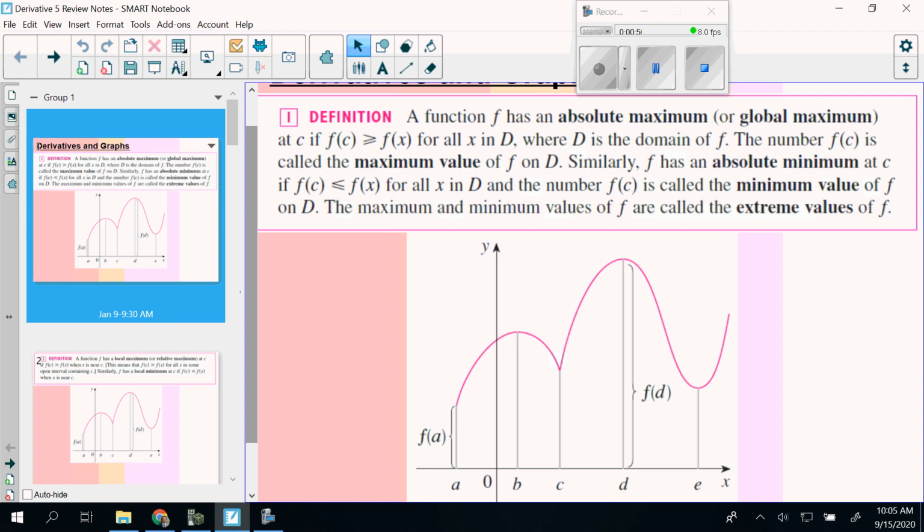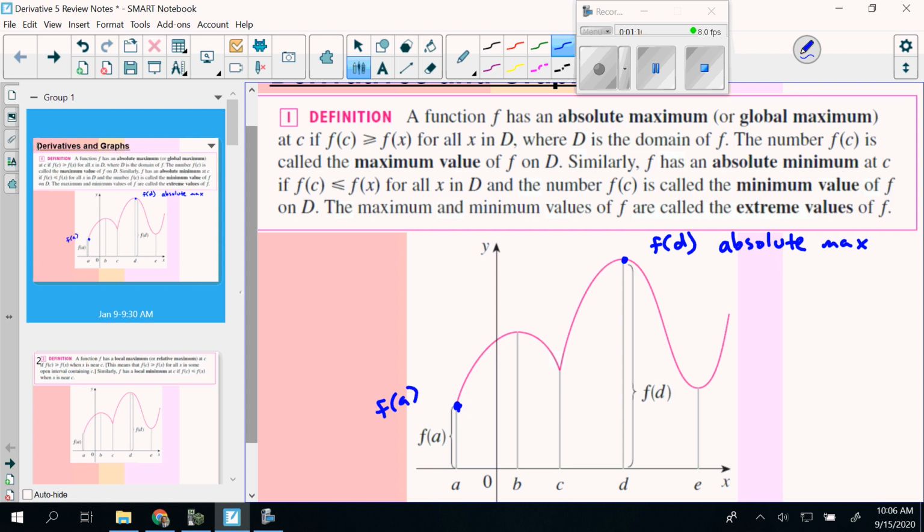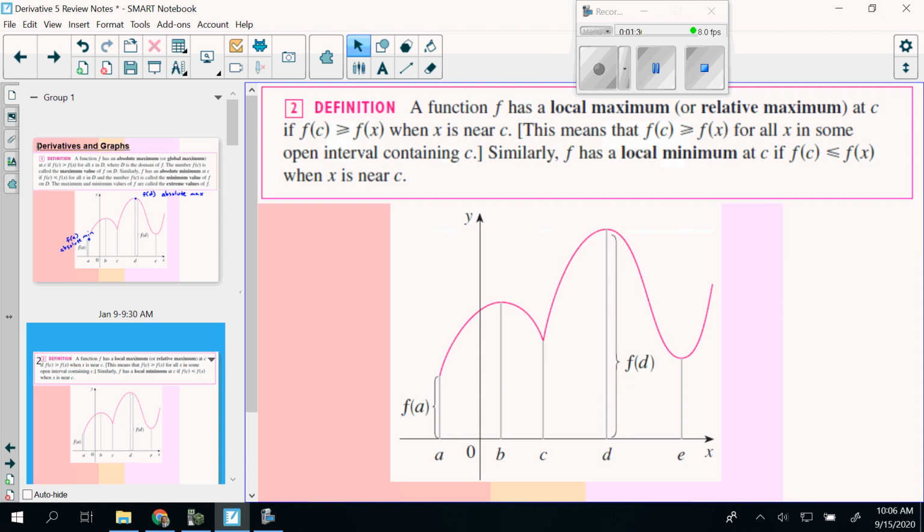So taking a look at the picture down here, the highest overall value in the whole graph would be at d. So f of d here would be the absolute max. And then our overall lowest point here would be at a. So f of a is the absolute minimum. So absolute max, absolute min, or global min, global max, that's the highest and lowest overall point on the entire graph. Also called extreme values.